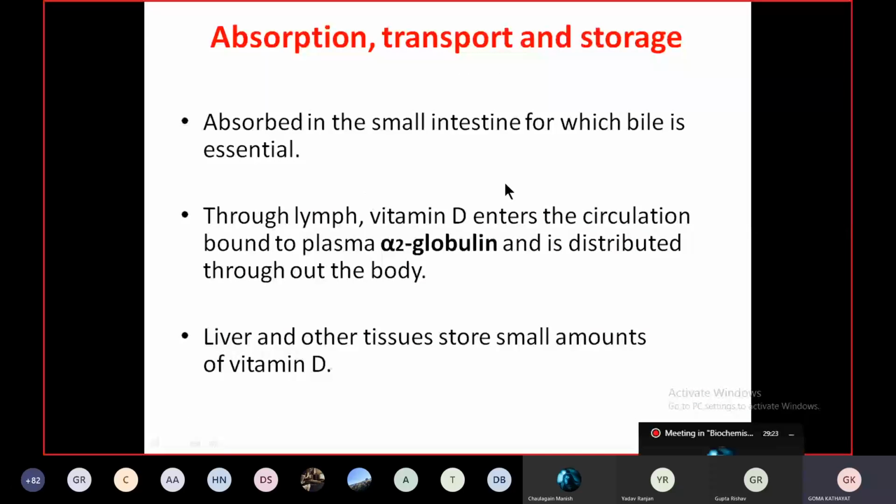Now, absorption, transport, and storage of vitamin D. It is absorbed from the small intestine, and bile is essential. Why is bile required for the absorption of vitamin D? Do you have any idea? What is the role of bile?